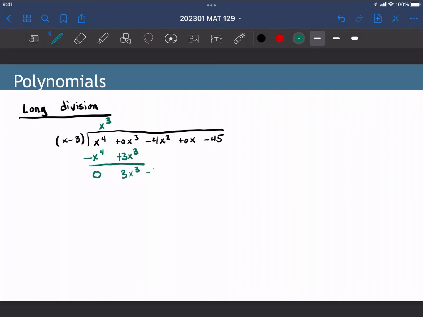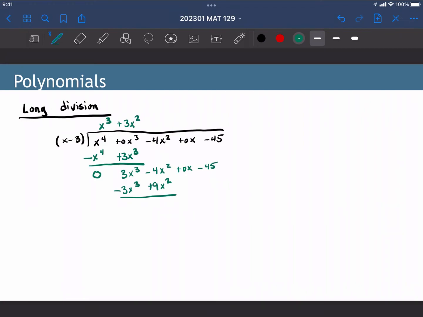And then I could bring everything down if I want. And then wash, rinse, repeat. So now that's a 3x cubed. So to get, I need to make it match. So I'm going to multiply by 3x squared. 3x squared times x is 3x cubed. 3x squared times negative 3 is a negative 9x squared. But again, I need to subtract that, and you distribute the subtraction, and so then your signs change down there.